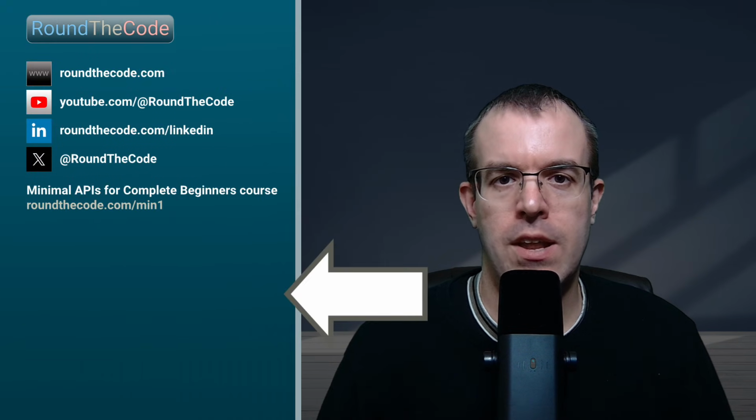So there are the different types of route constraints that are available in ASP.NET Core. And if you want to know more about minimal APIs, then watch this video next.